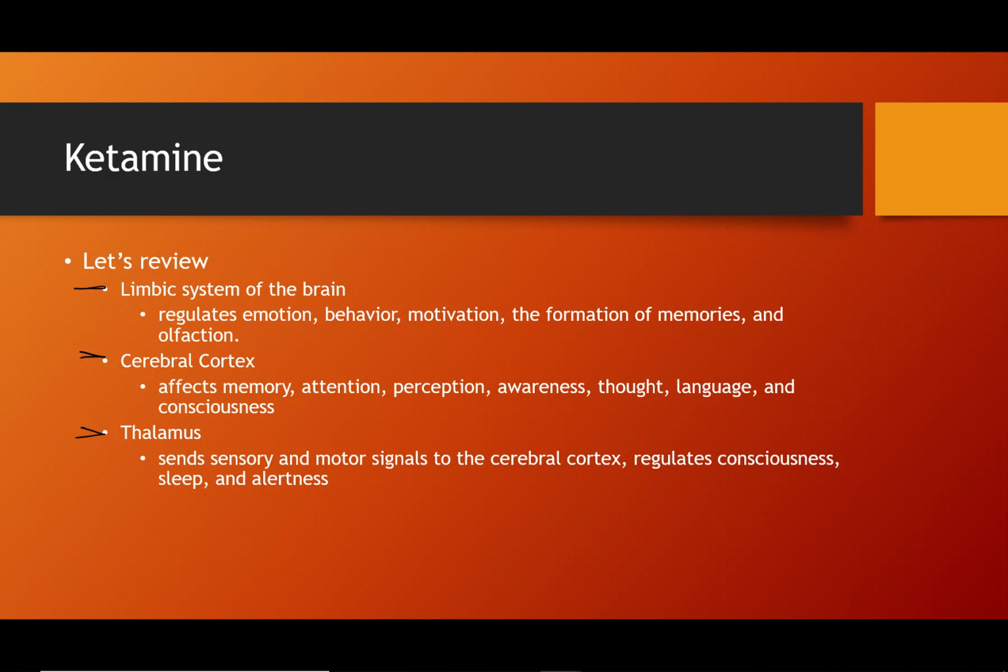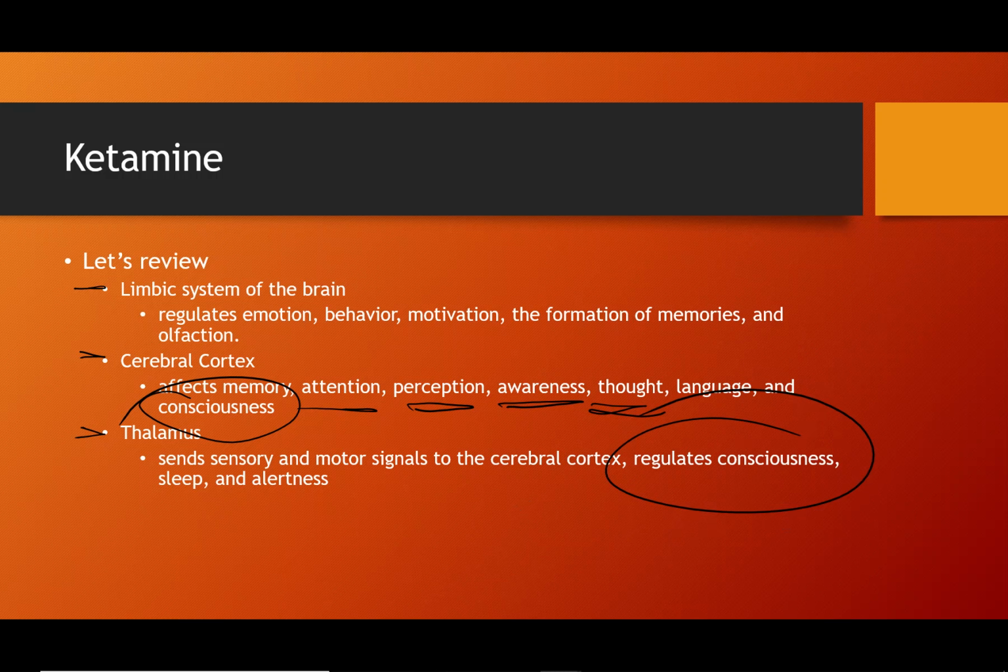All right, so the limbic system of the brain regulates emotion, behavior, motivation, formation of memories, and olfaction. Your cerebral cortex: memory, attention, perception, awareness, thought, okay? Big one here, consciousness as well. So your thalamus sends sensory motor signals to the cerebral cortex and regulates consciousness, sleep and alertness.